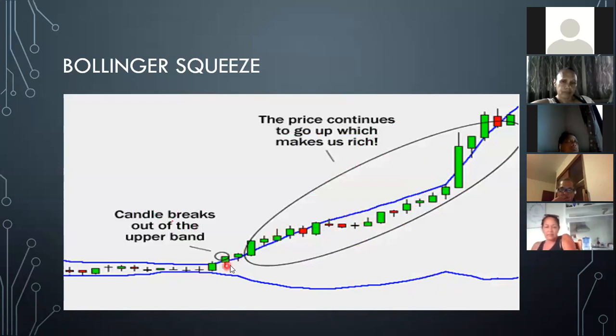Because this particular indicator only allows us to make a good decision between the first 5 to 6 candles, we don't know what's going to happen after that 6th candle. We can only determine or anticipate the movement of the chart within these first 6 candles.